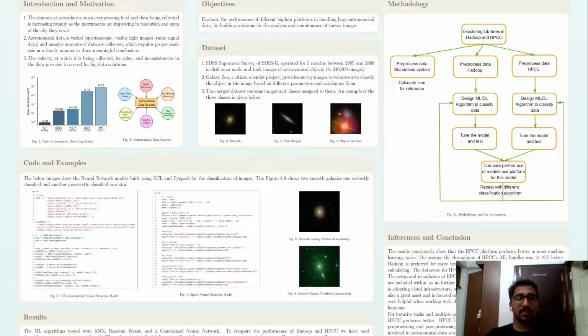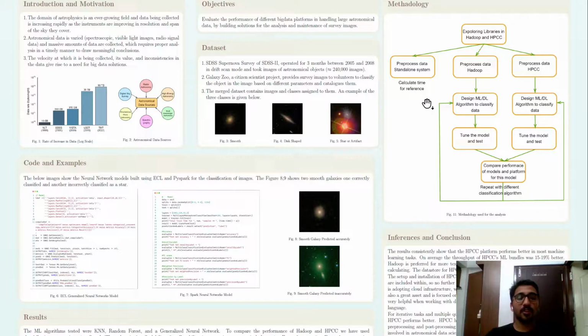The dataset we chose was from the Sloan Digital Sky Survey conducted by the European Space Agency, and it looked at various objects in the sky and returned its images. This data was then used by a citizen scientist group called Galaxy Zoo, who classified them into three classes: smooth galaxy, disk-shaped galaxy, and stars.